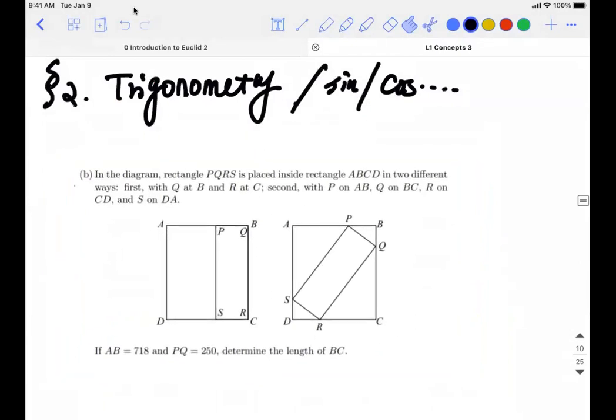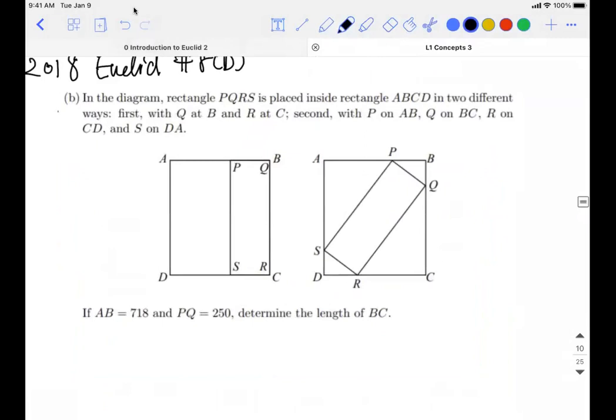That is a problem that we have from 2018 Euclid, question number 8, B part. Let's have a look at it. The question says, in the diagram, you have a rectangle PQRS. It's placed inside a rectangle ABCD in 2 different ways. First, you want to make sure Q at B, R at C. So basically, the small rectangle is put on a corner, on one side of the big rectangle. And the second way is P on AB, Q on BC. You just tilt it. Still the same rectangle, right?